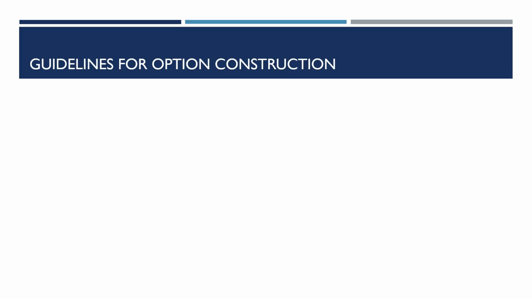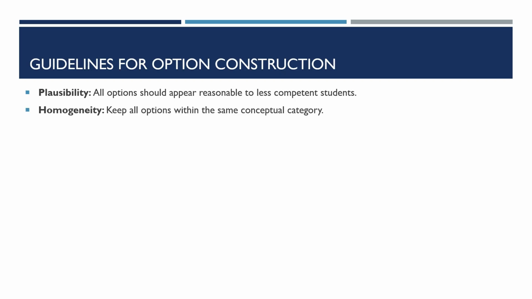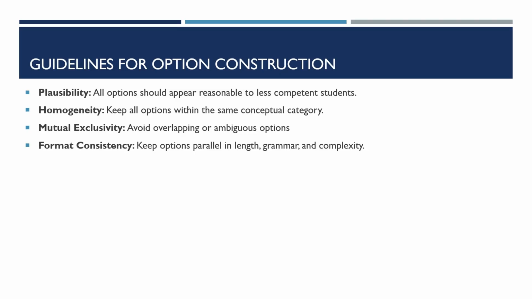Options should be designed as follows. Plausibility. All options should appear reasonable to the less prepared learners. Homogeneity. All options must belong to the same conceptual category. Mutual exclusivity. Options should not overlap in meaning. Consistency. The options should be parallel in grammar and also in length and complexity. Logical order. Wherever it's applicable, arrange options either numerically, chronologically, or physiologically.